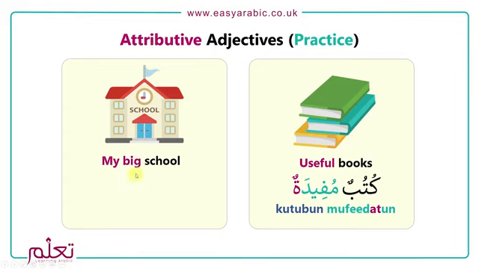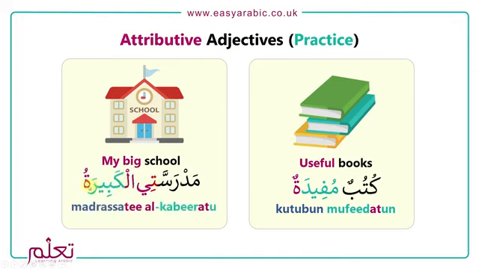Next one is my big school. So school is madrasa. So to make something mine, we add ya at the end. So it becomes madrasati. And then my big school. So big is kabir and becomes al-kabira because this is a feminine word and feminine here. And then also al to make it definite. So madrasati al-kabiratu.